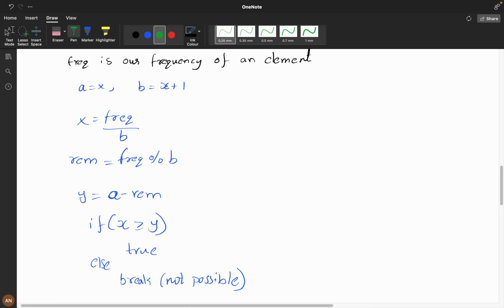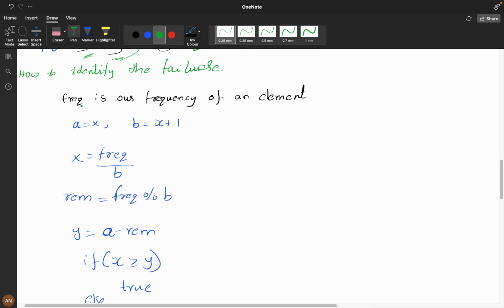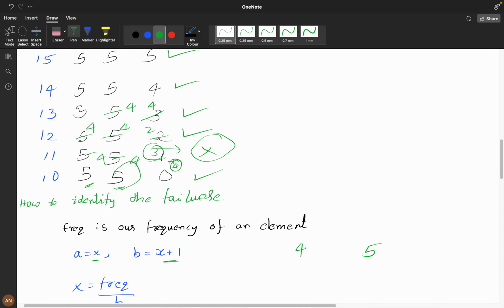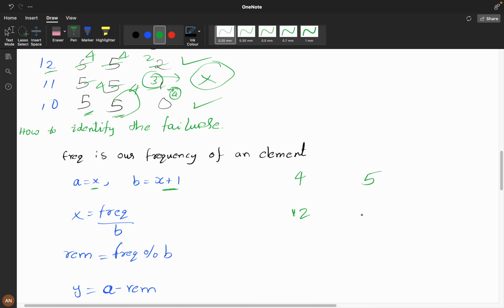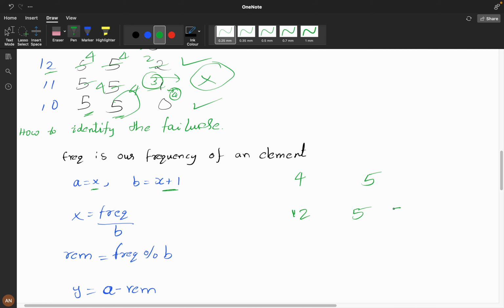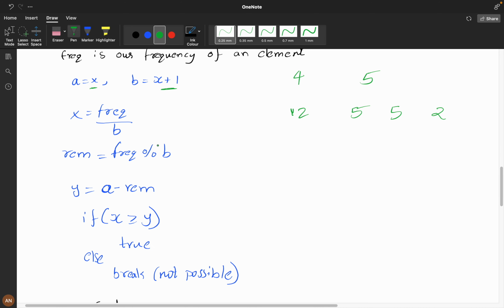Let's see with mathematical statements. Frequency of an element, a is equals to x, b is equals to x plus 1. First, what can we take for x? 4. We can consider the above example, 4 and 5. Let's take this 12 as my best solution, so that we can understand it easily. So if you see here, frequency x is equals to frequency of b. So here my frequency is 5. This is my frequency 12.